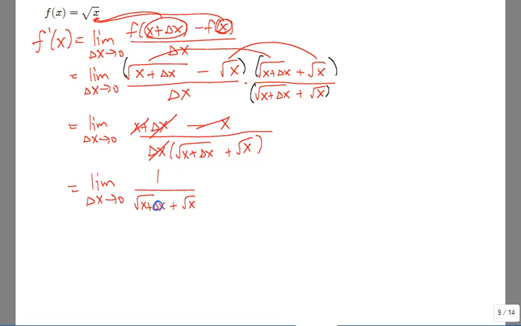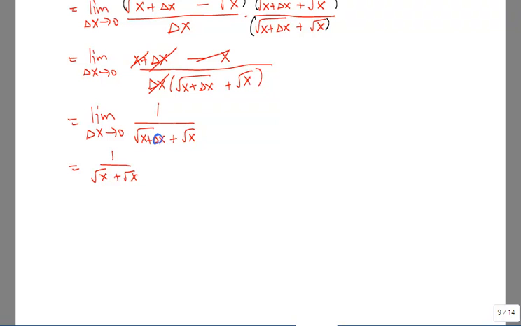So this goes to 0, which means we're left with 1 over square root of x plus square root of x. That's like an apple plus an apple gives you 2 apples. So this is 1 over 2 square root of x. And that is our derivative function.